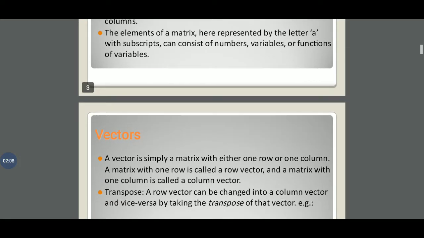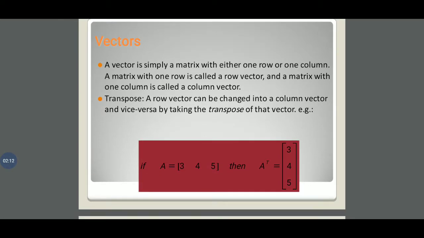Next, now we will see vectors. What is meant by a vector? A vector is simply a matrix with either one row or one column. A matrix with one row is called a row vector, and a matrix with one column is called a column vector. A row vector can be changed into a column vector and vice versa by taking the transpose of that vector. Consider A equal to 3, 4, 5, that is my first row, then its transpose is given by 3, 4, 5 as a column. Similarly, A is called a row matrix or a row vector, and its transpose is called a column vector, or we can say a column matrix. This is the simple definition of matrix and vector. Now we will move further.